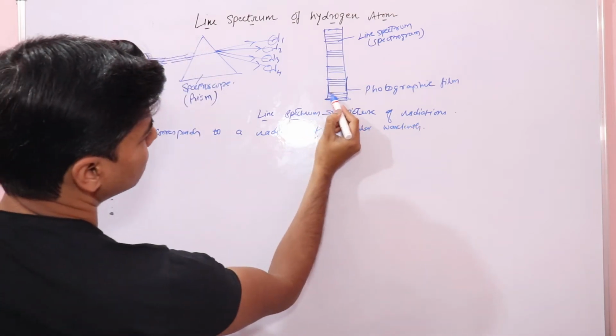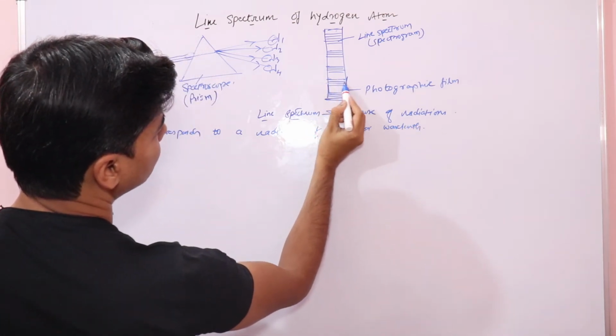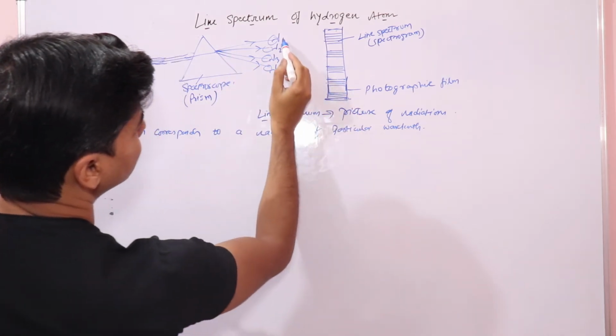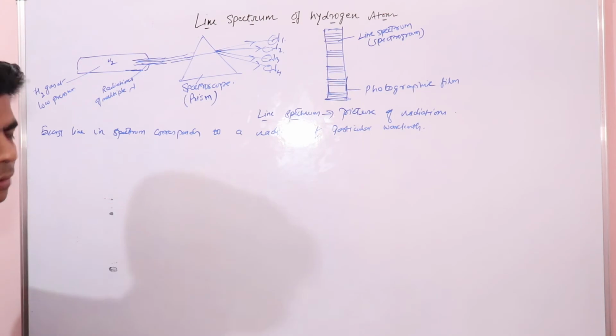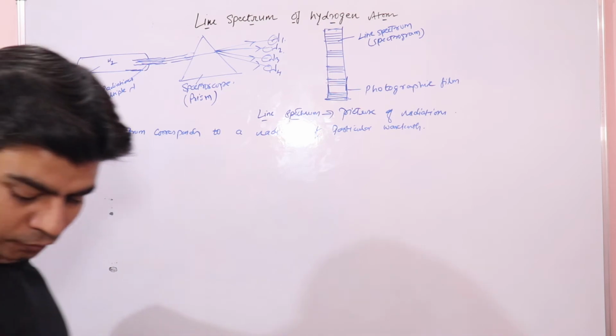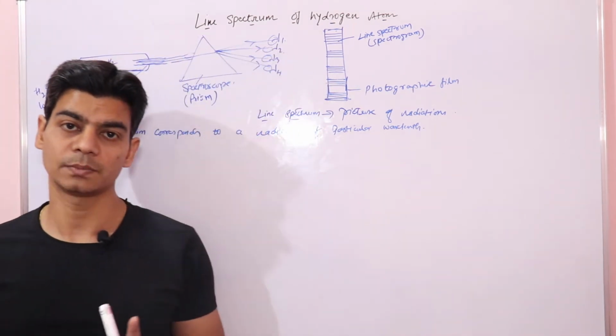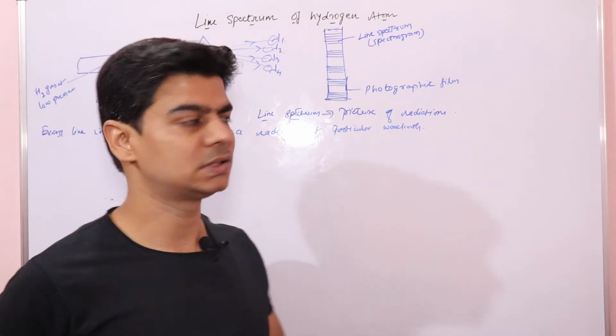So all these lines are nothing but radiations of specific wavelengths, lambda 1, lambda 2, lambda 3, lambda 4. This is the basic arrangement to obtain the line spectrum of the hydrogen atom. Now we will try to understand the reason for this line spectrum based on Bohr's model of atom, and how Bohr's model can explain this line spectrum.